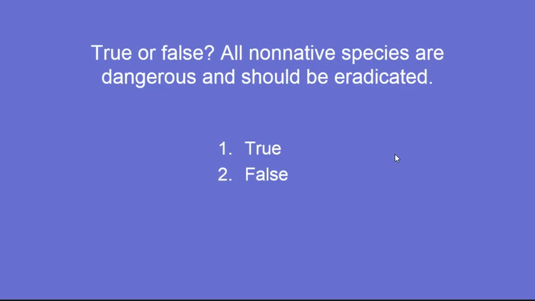And then true or false, all non-native species are dangerous and should be eradicated. That's actually false, right? Only invasive species are going to be a problem. Things can be non-native and they can actually just kind of fit into the ecosystem and not really cause a whole lot of problems. It's the ones that disrupt ecosystems or have economic consequences, right? Or disease, right? Things like that, that we need to work on fixing.